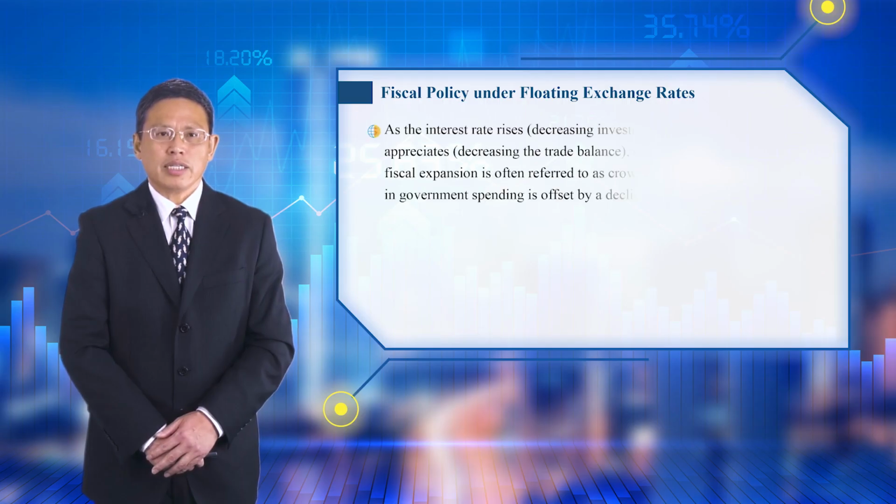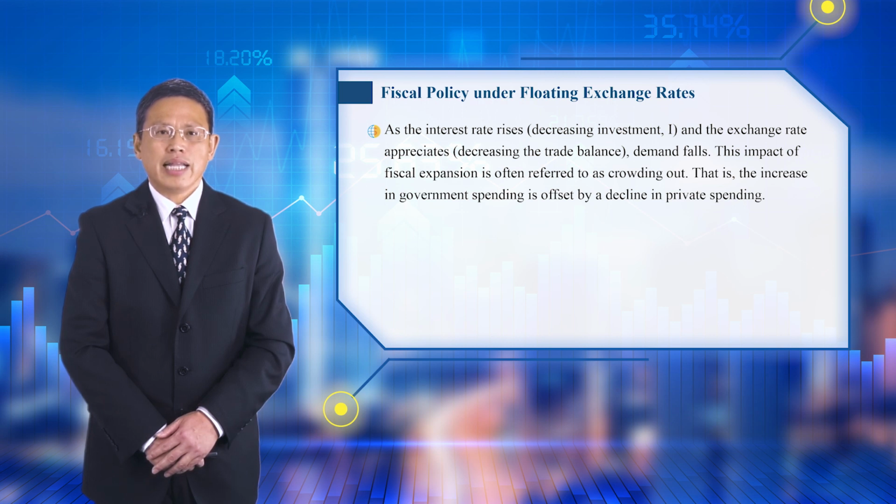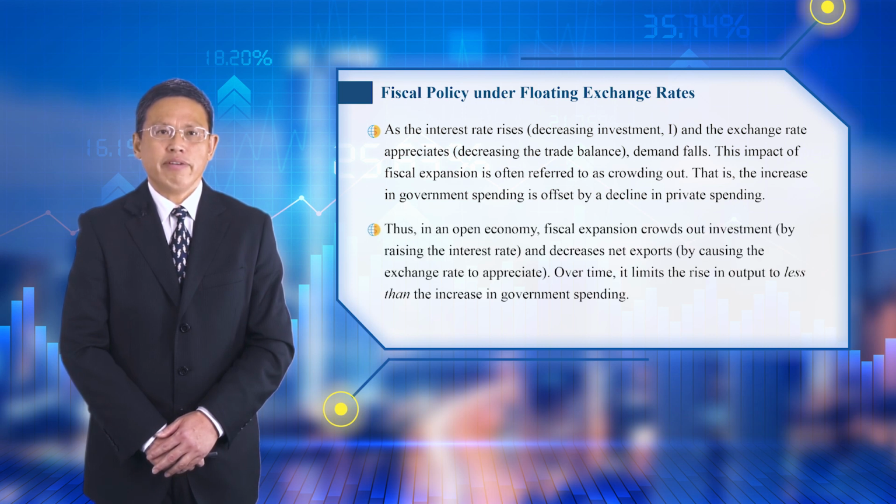As the interest rate rises, decreasing investment I, and the exchange rate appreciates, decreasing the trade balance, demand falls. This impact of fiscal expansion is often referred to as crowding out. That is, the increase in government spending is offset by a decline in private spending. Thus, in an open economy, fiscal expansion crowds out investment by raising the interest rate and decreases net exports by causing the exchange rate to appreciate. Over time, it limits the rise in output to less than the increase in government spending.